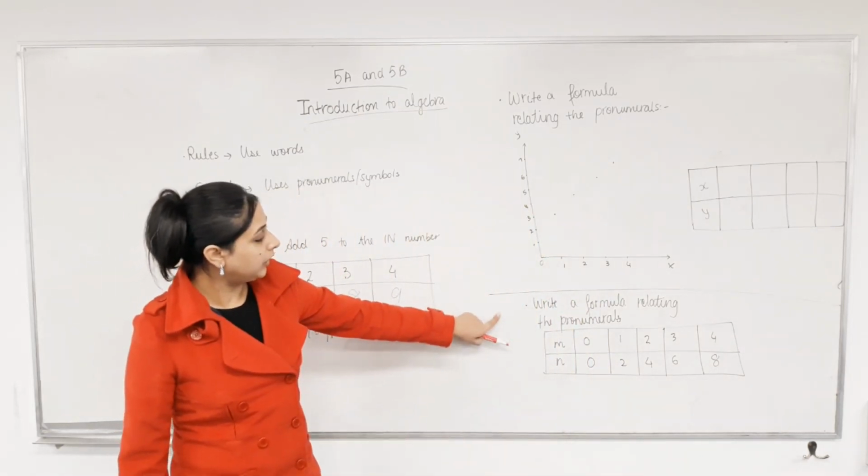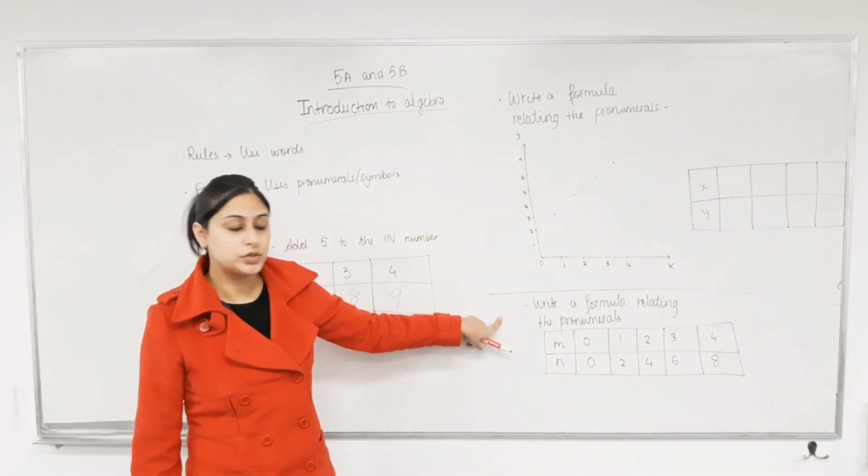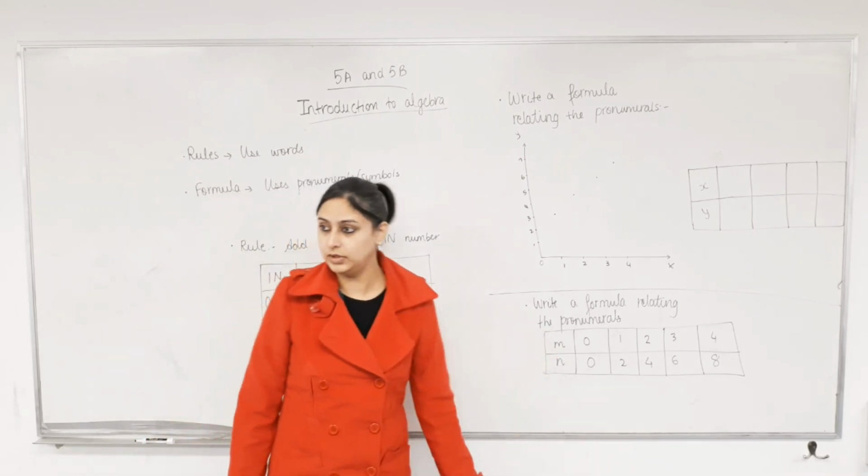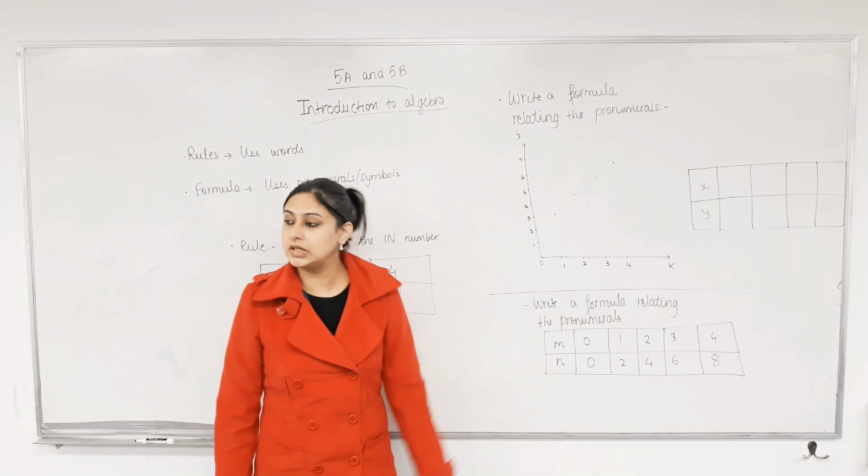So, write a formula relating the pronumerals. I've given you the numbers. So, instead of writing input, I've written M. Instead of output, I've written N.